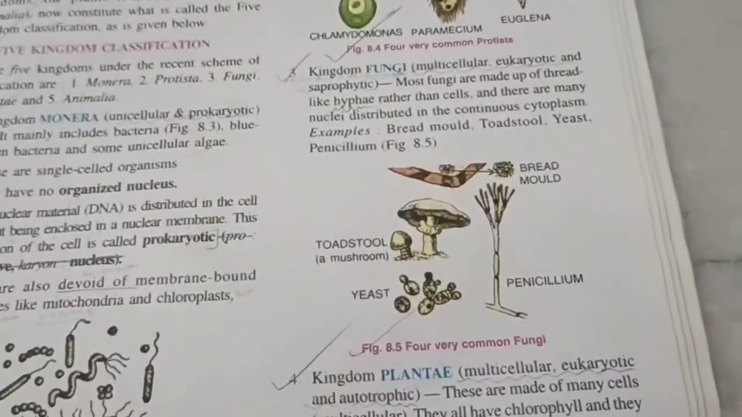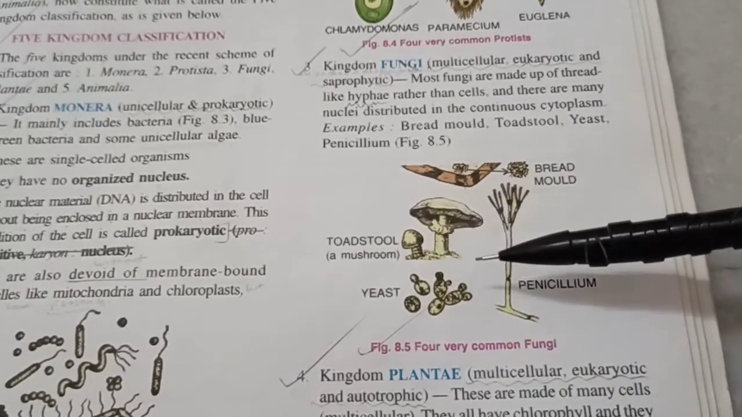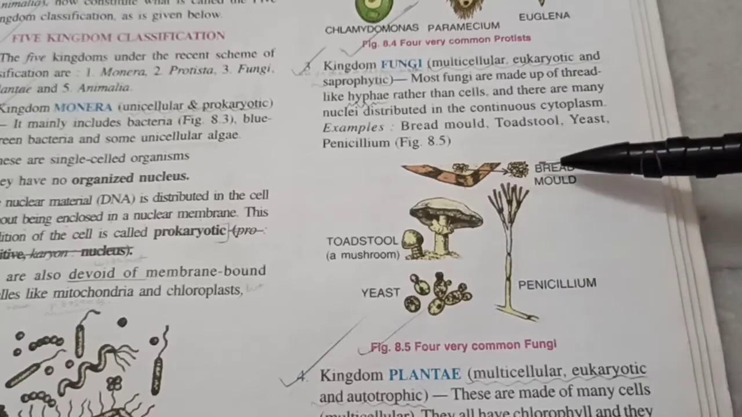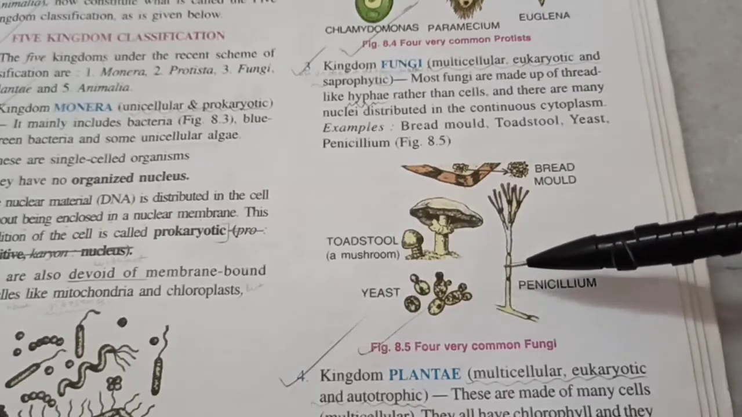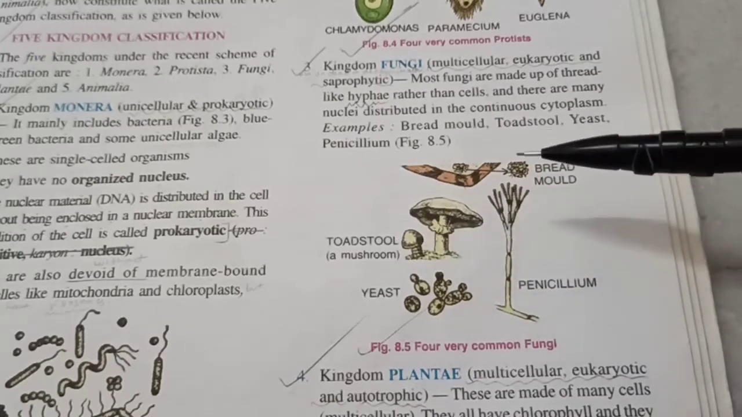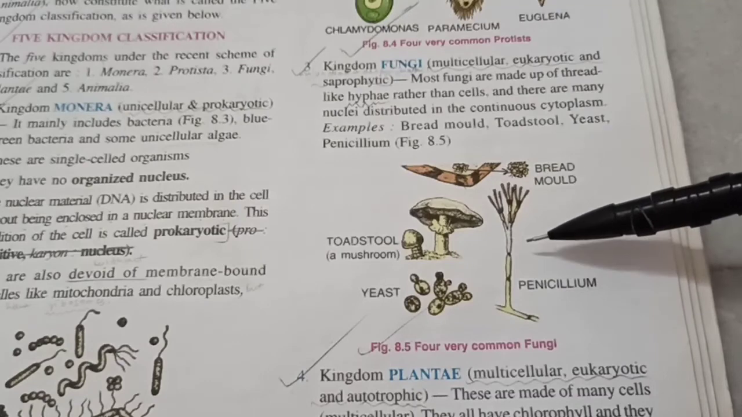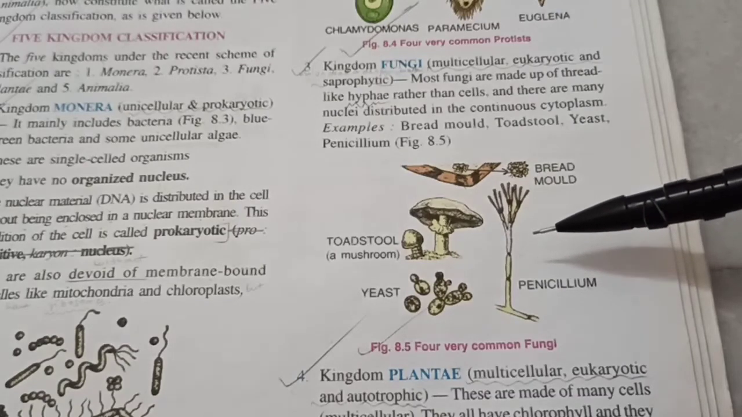Fungi examples. Toad stool, because it looks like the stool of a toad. Bread mold, penicillium, and yeast. No, I just made it up. I don't know why it's called toad stool. You can Google it. Penicillin was very useful. It helped us to create the first antibiotic, penicillin.